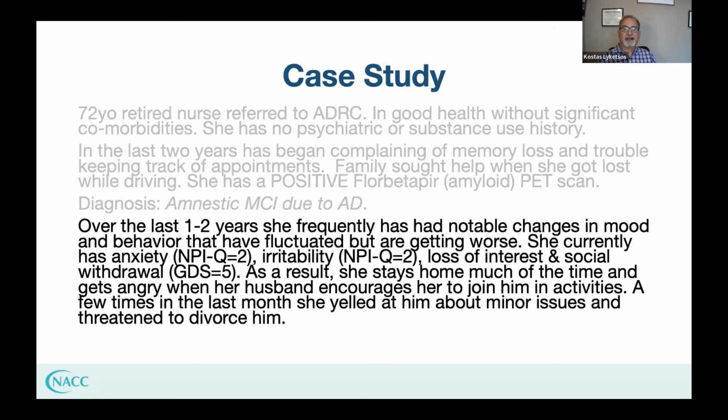It's not just that she's symptomatic, but she is withdrawing socially. She's not engaged in her activities. She gets into fights with her husband, is somewhat suspicious. And so pretty clearly, the neuropsychiatric symptoms are impacting her interpersonal functioning.